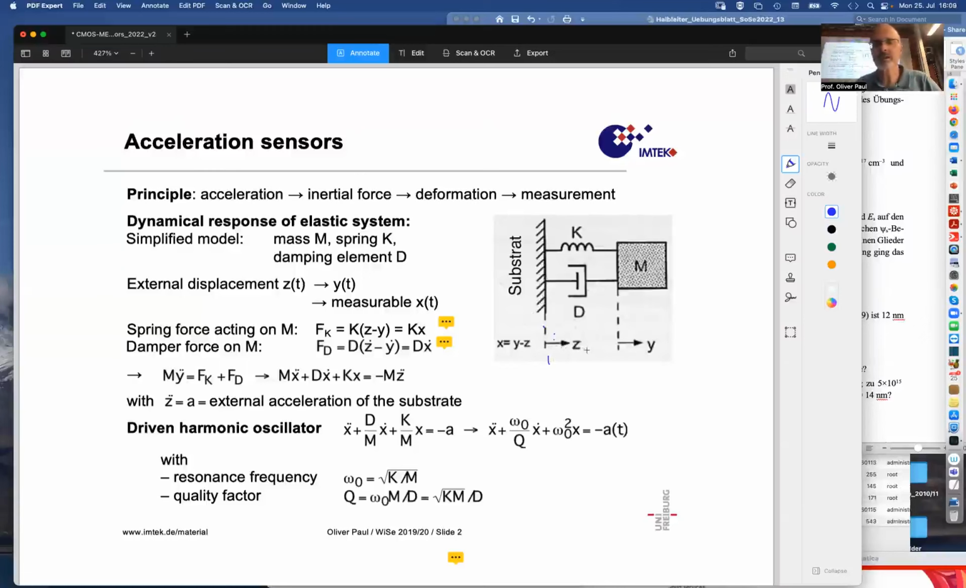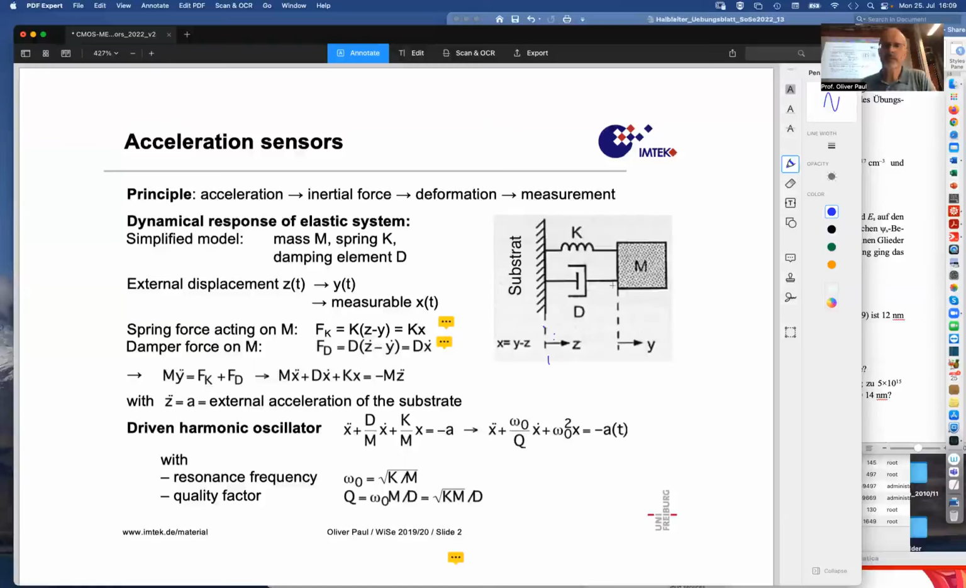If it moves, then Z increases. The position of this mass is called Y. If it moves, Y increases. If Z moves faster than Y, then of course this object here, symbolizing a spring with spring constant K, is compressed and will exert a force on the mass.